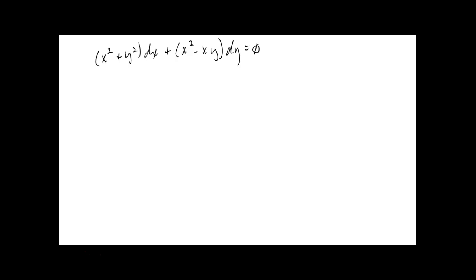Number three, is it exact? Sort of set up as if it would be, but let's see if it is. What's your test? Partial derivative with respect to y of x squared plus y squared. And what would that be? That would just be 2y. 2y, okay. And the other one? We do respect to x, and that would just be 2x. Not quite, 2x minus y. Got it. With respect to x, it would be 2x minus y.